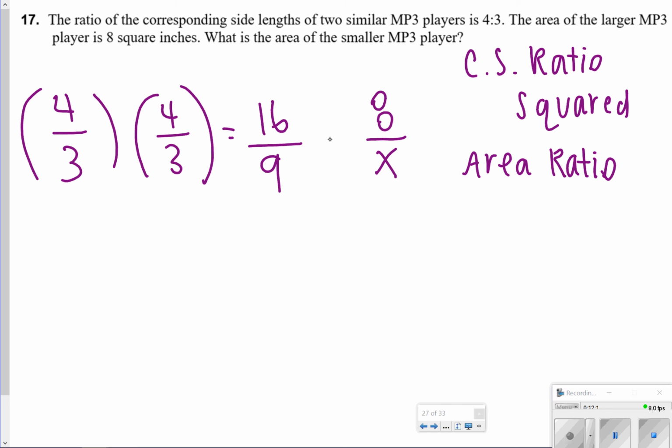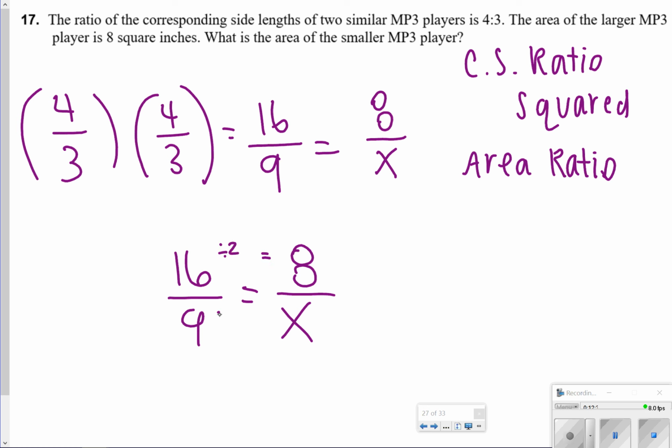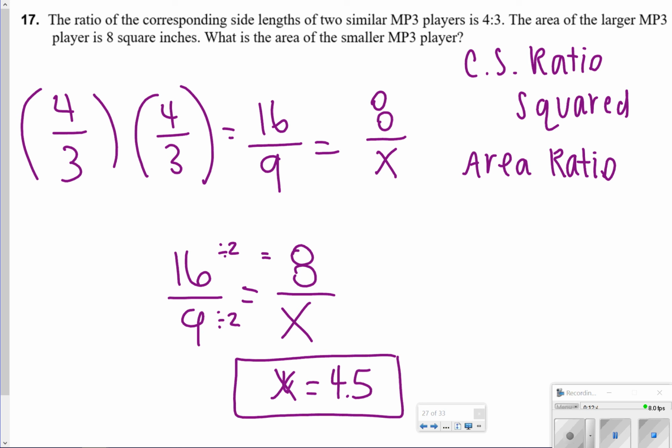So what I'm going to need to do is just figure out how 16 over 9 relates to 8 over x. Maybe even one way you can see it right now is that 16 can be divided by 2 to get to 8. So what we can do here is divide 9 by 2 to get our x. 9 divided by 2 is going to give us 4.5. So my answer for number 17 is going to be 4.5. That's the area of the smaller MP3 player.